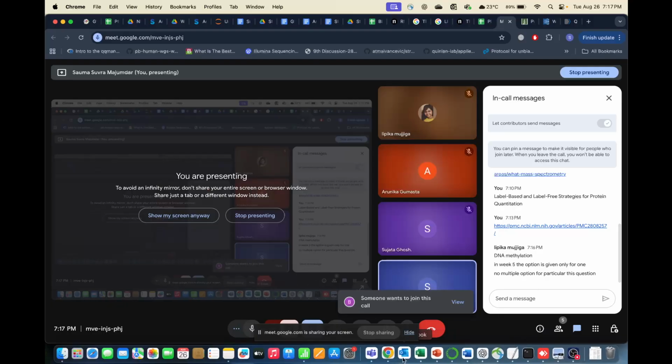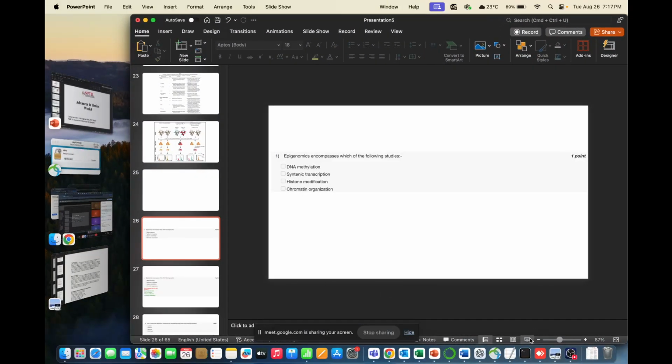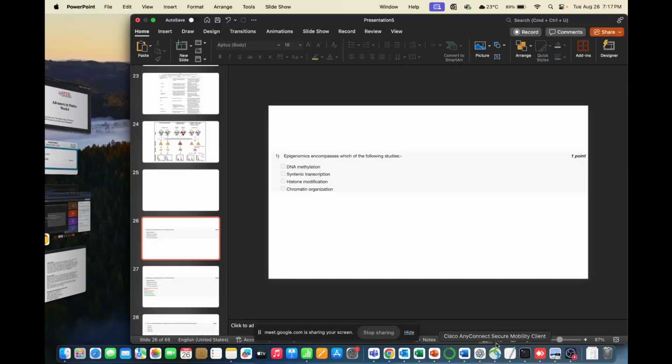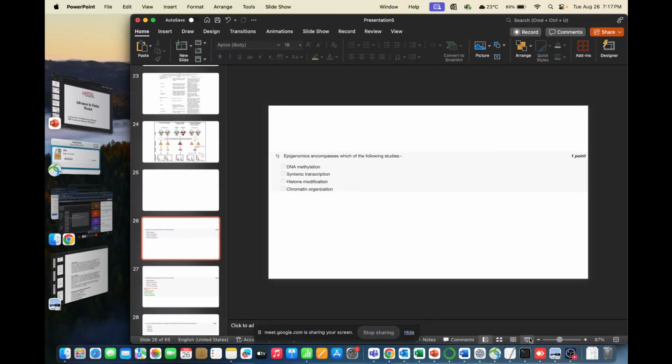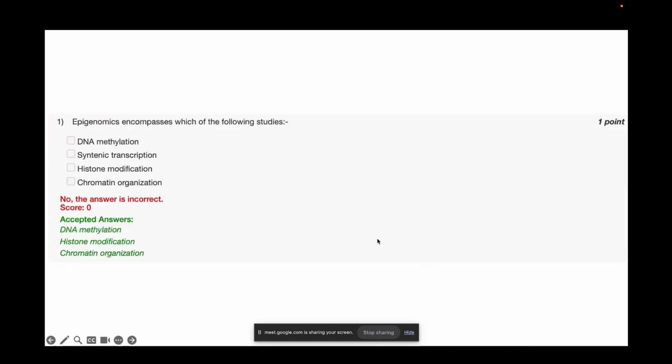Sorry, let me check. In week 5, the option is given for only one, no multiple option for this particular question. But what was shown to me is multiple option correct. My understanding is that square boxes are multiple option correct, and single circles mean a single option correct. In this case also, it is multiple option correct.